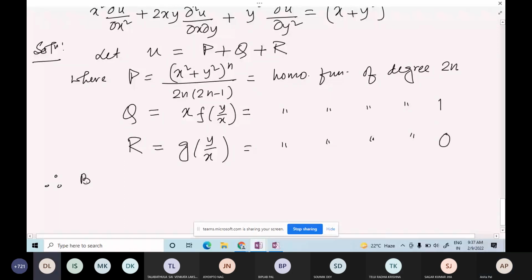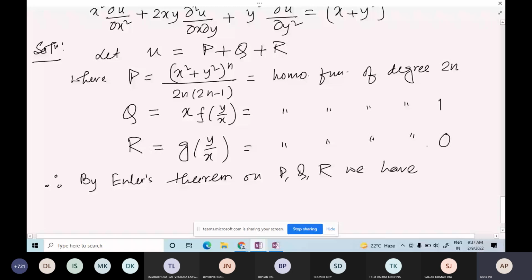Yes, ma'am. Therefore, by Euler's theorem on P, Q, R, we have... You apply it and see what you are getting if you apply Euler's theorem on P, Q, R.